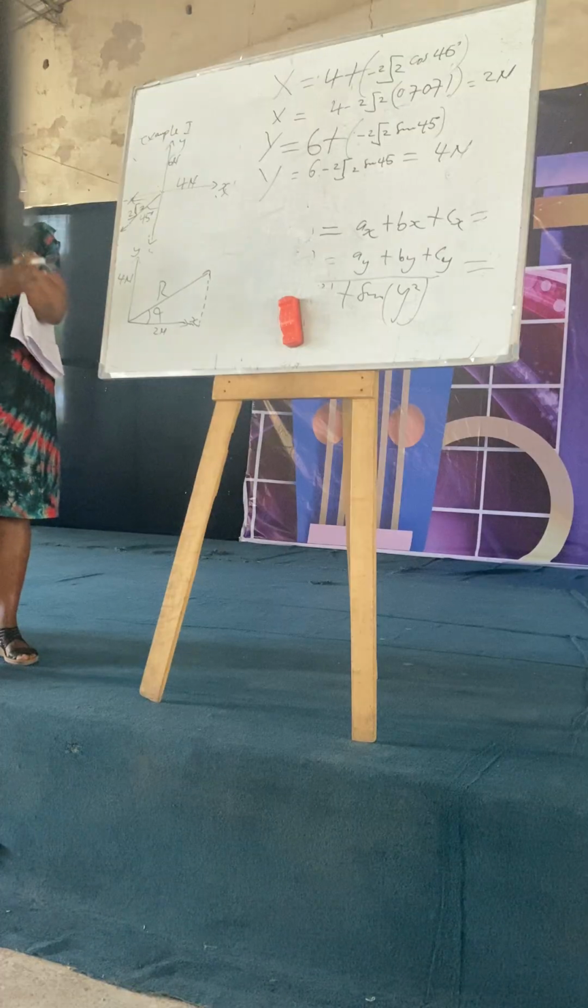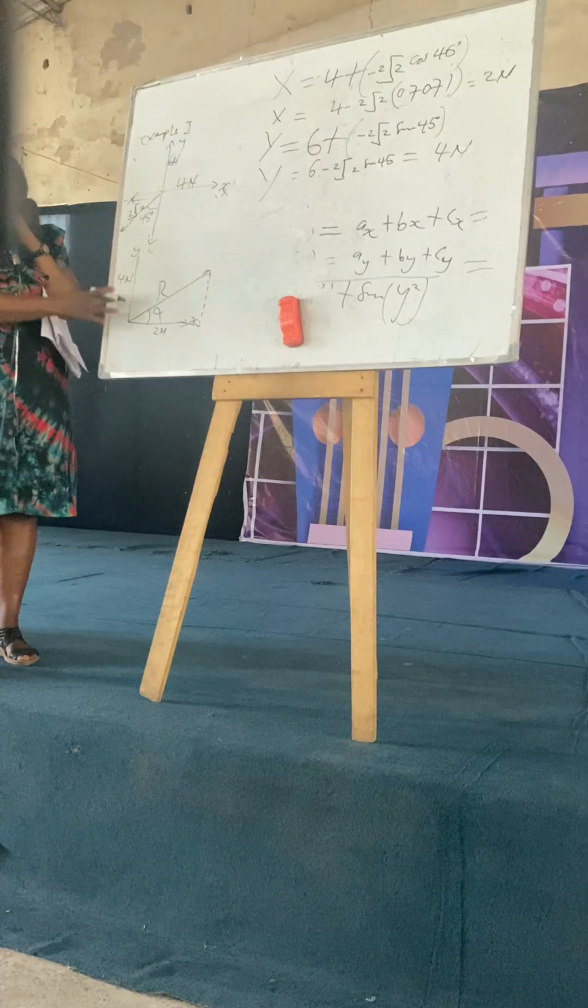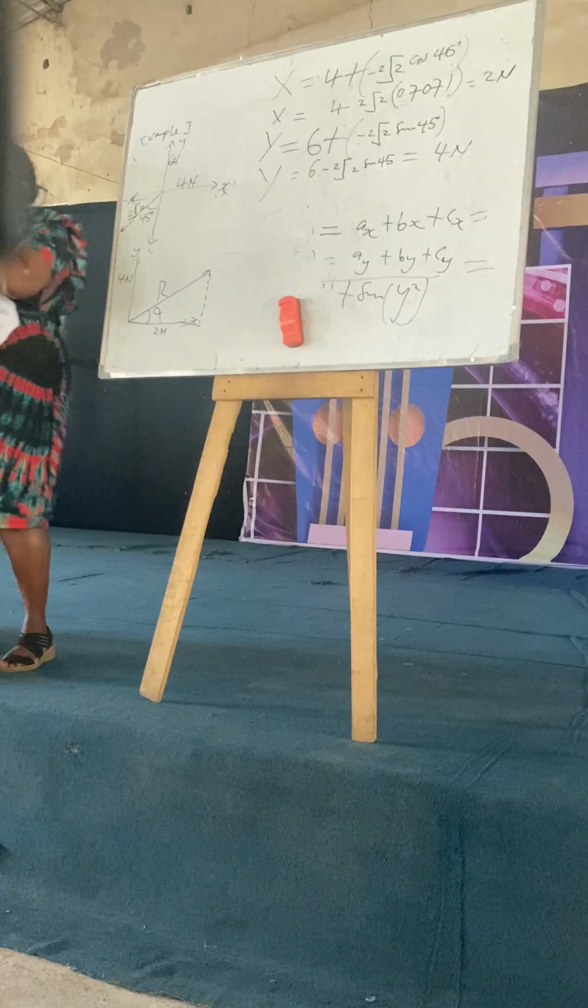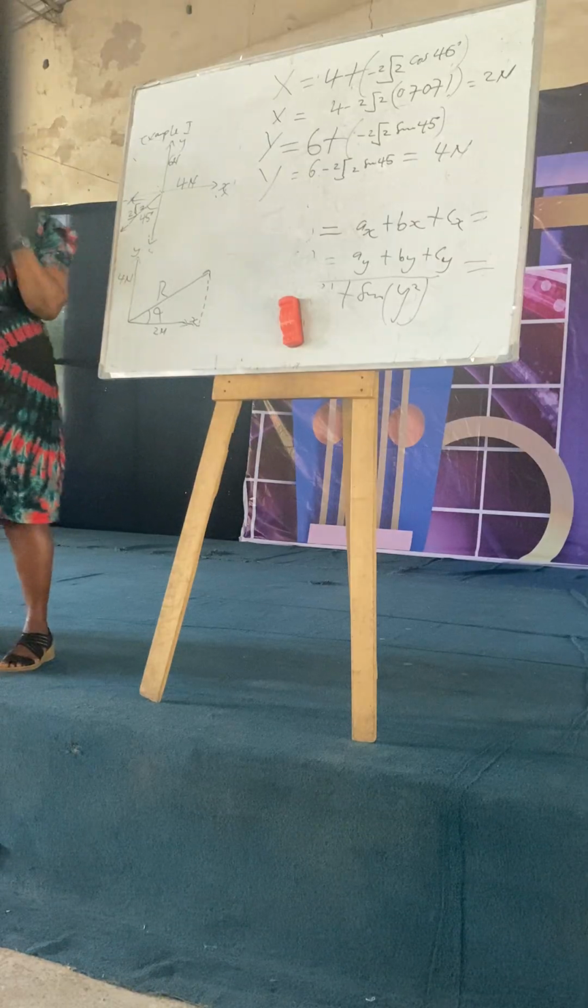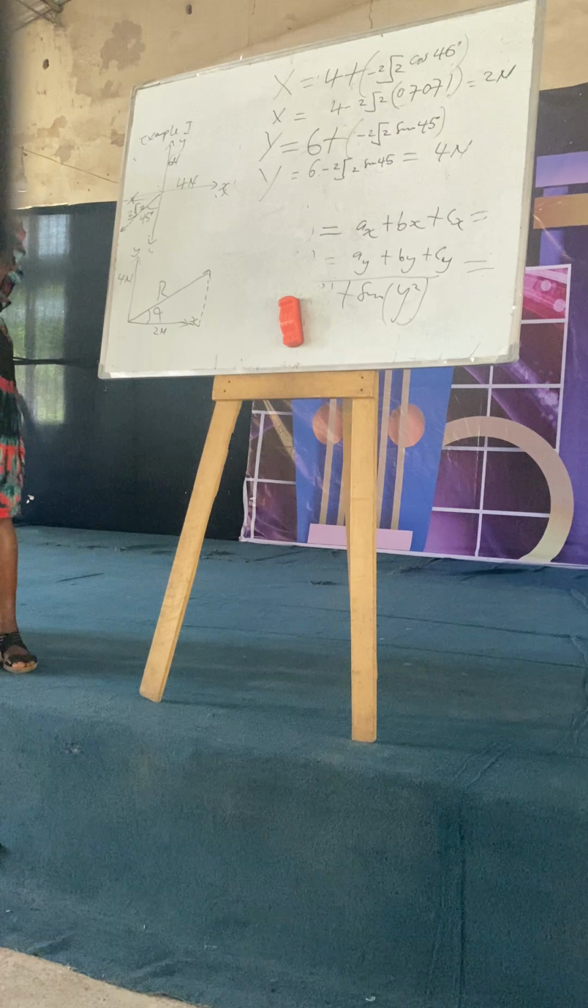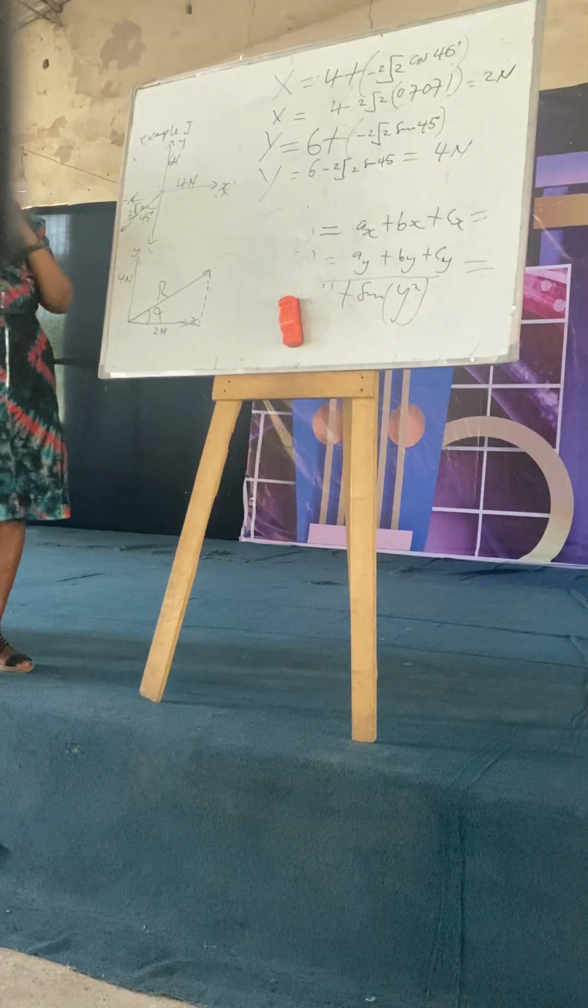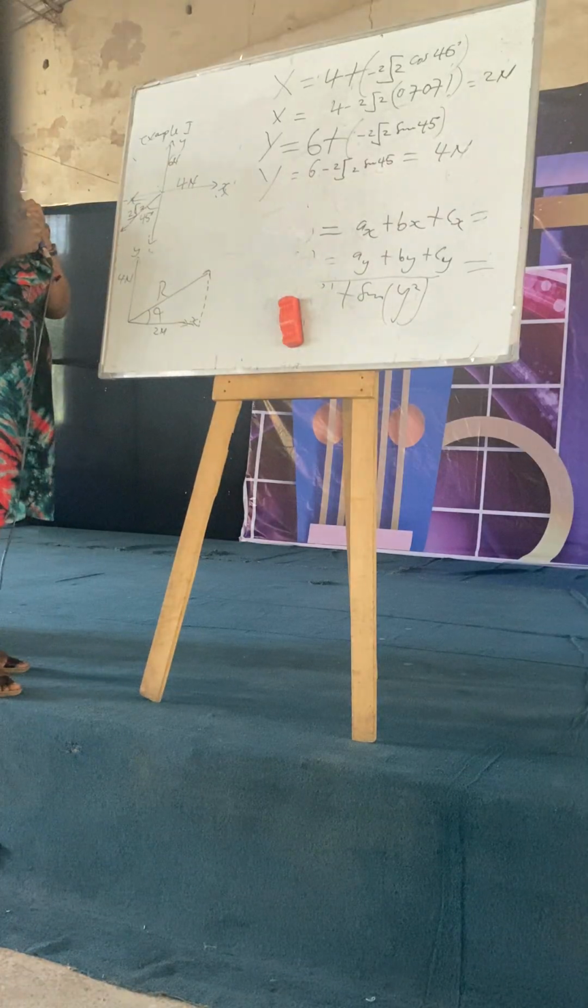Now, we have changed this vector into what? A right-angle triangle. We have resolved them into horizontal and vertical. So all we are going to do now is start calculating our resultant, or our magnitude. You must resolve the vector before you start calculating. Then let's now calculate our resultant.